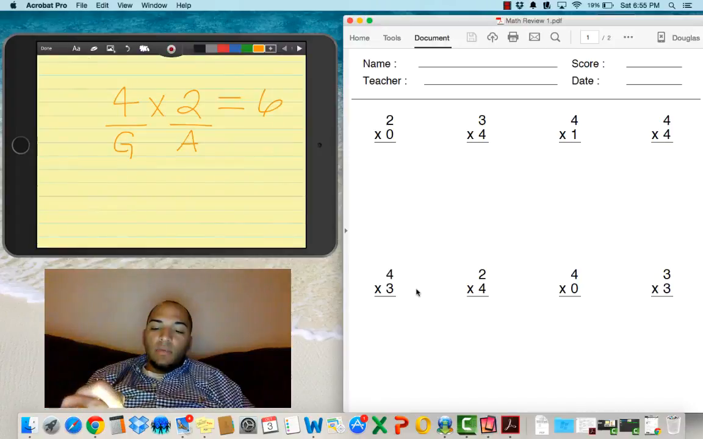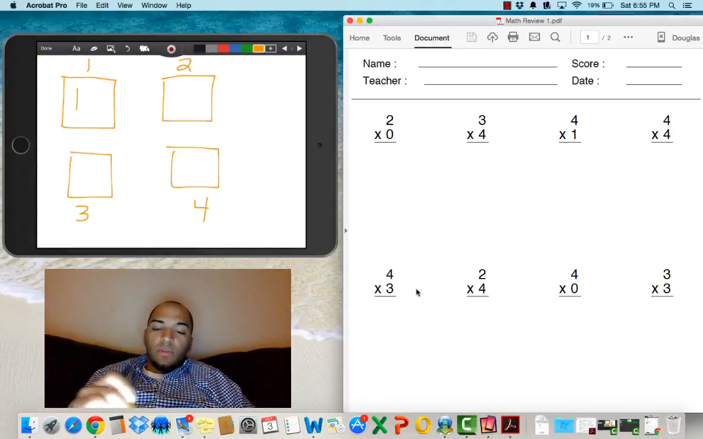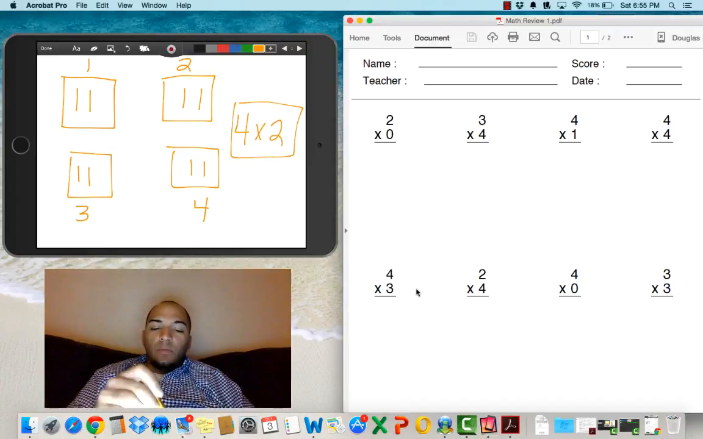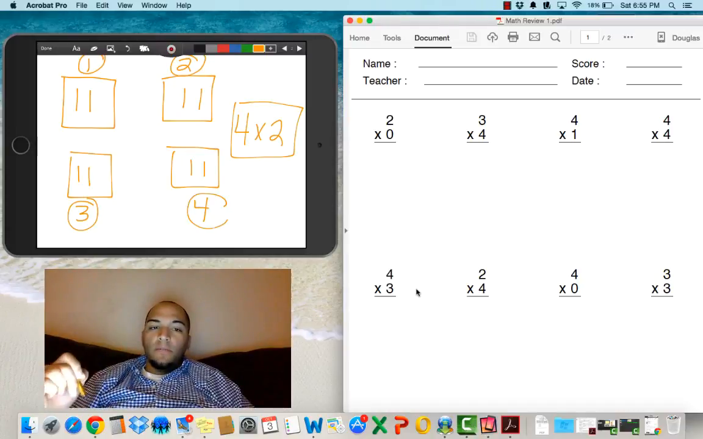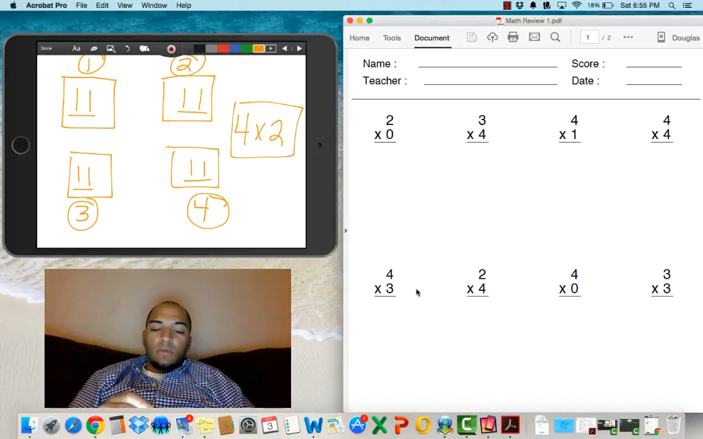And then it says that we have 2 in each group. So we're going to have 1, 2, 1, 2, 1, 2, and 1, 2. This represents 4 times 2. So we have 4 groups, 1, 2, 3, and 4. And then there are 2 in each group. In all, we have 1, 2, 3, 4, 5, 6, 7, 8. And in all we have 8.